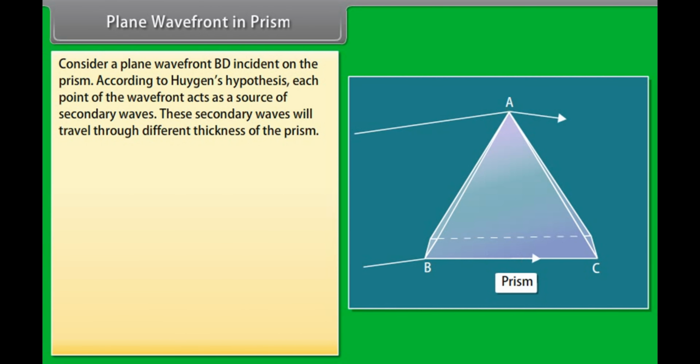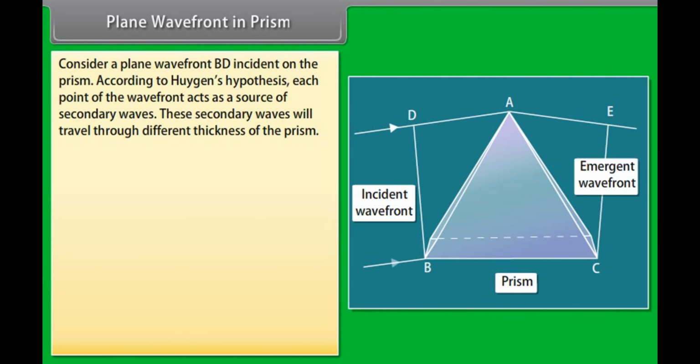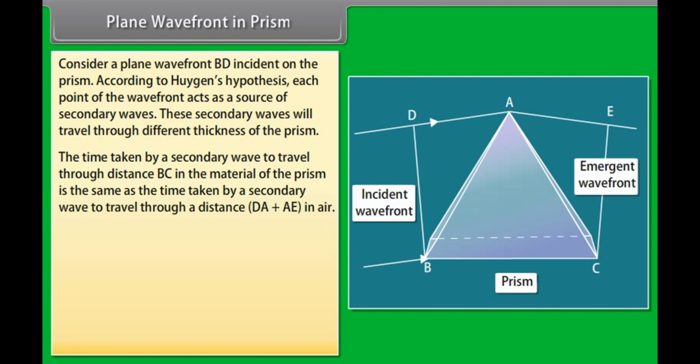Plane wavefront in prism. Consider a plane wavefront BD incident on the prism. According to Huygens hypothesis, each point of the wavefront acts as a source of secondary waves. These secondary waves will travel through different thicknesses of the prism. The time taken by a secondary wave to travel through distance BC in the material of the prism is the same as the time taken by a secondary wave to travel through a distance DA plus AE in air.